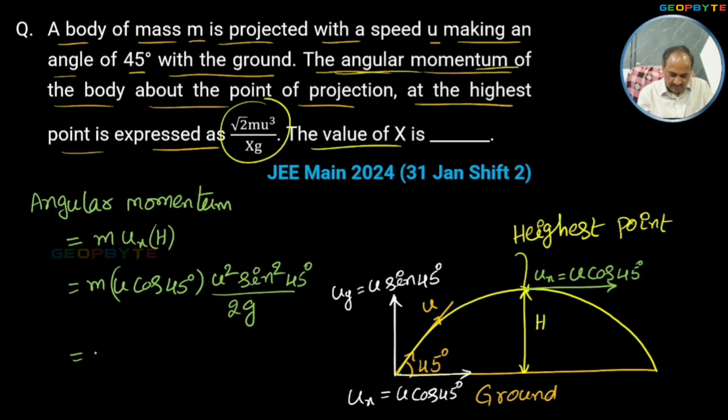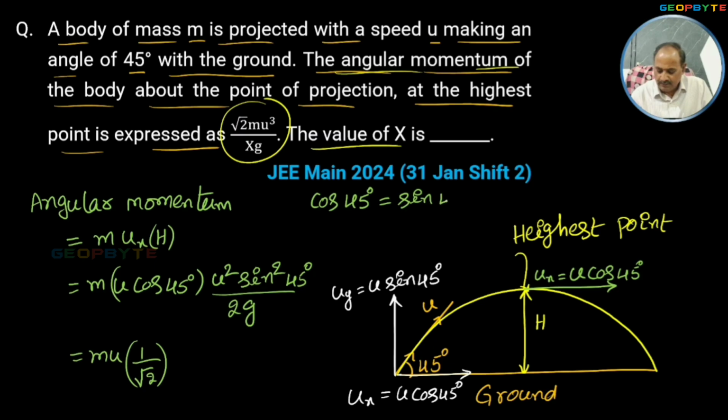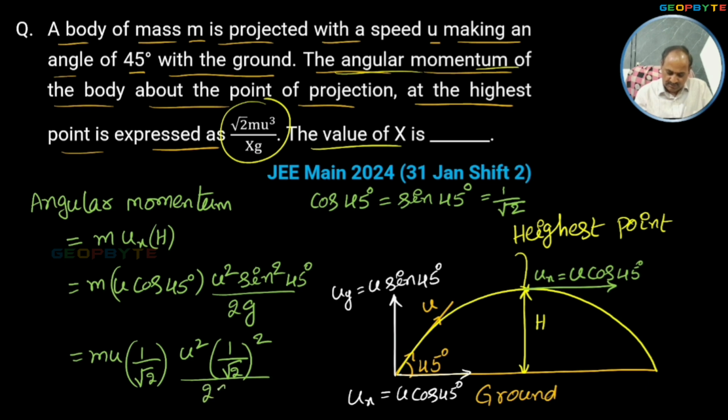Now we simplify this. M u cos 45 is 1 by root 2. Of course, cos 45 degrees equals sin 45 degrees, which is equal to 1 by root 2. Into u square, sin 45 is 1 by root 2, but it is sin square theta, so it is whole square, divided by 2g.